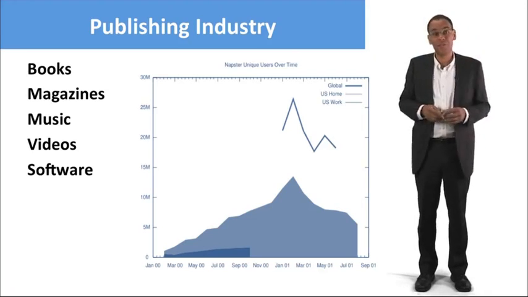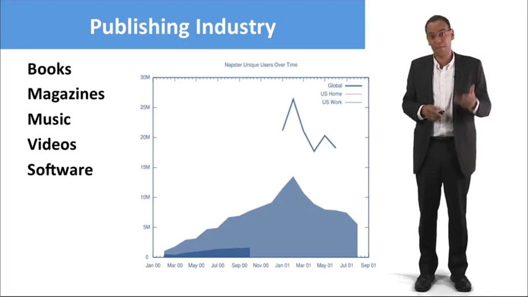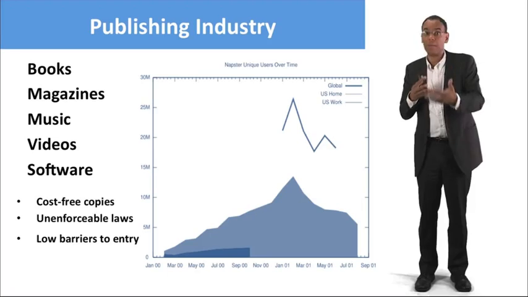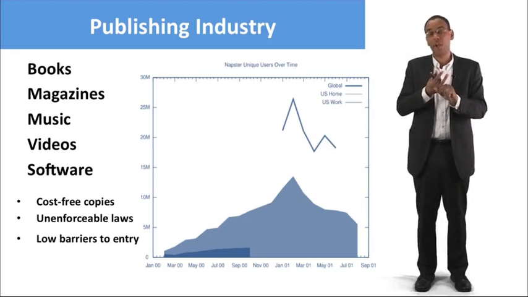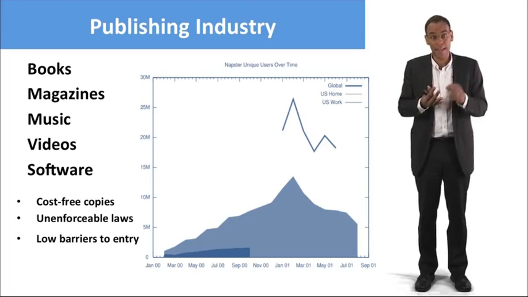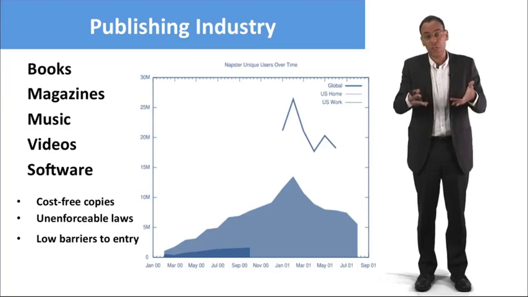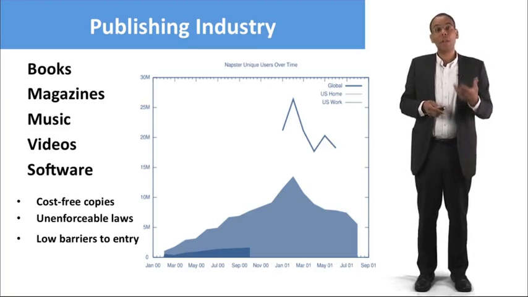So in all these publishing industries, this happened in books, magazines, music, video, software. The problem for them was the new technology, the disruptive technology that came in made it possible to have cost-free copies. You could make a copy for free. The laws were essentially unenforceable. You can't go into people's computers and look at what's in there, and there were low barriers to entry.